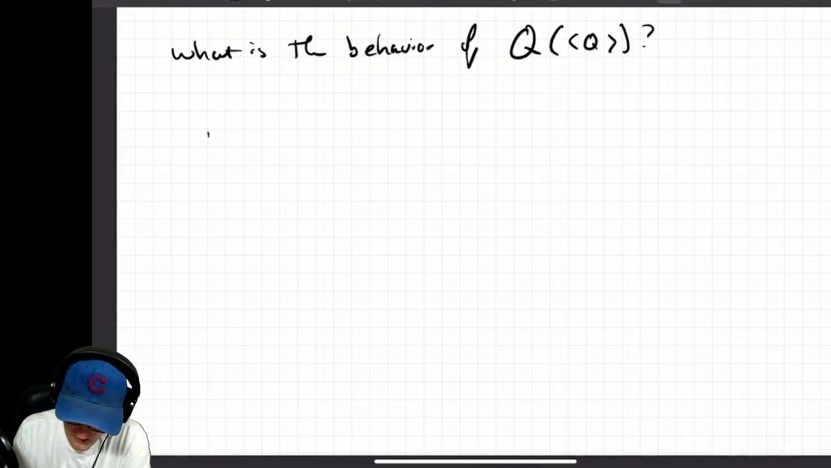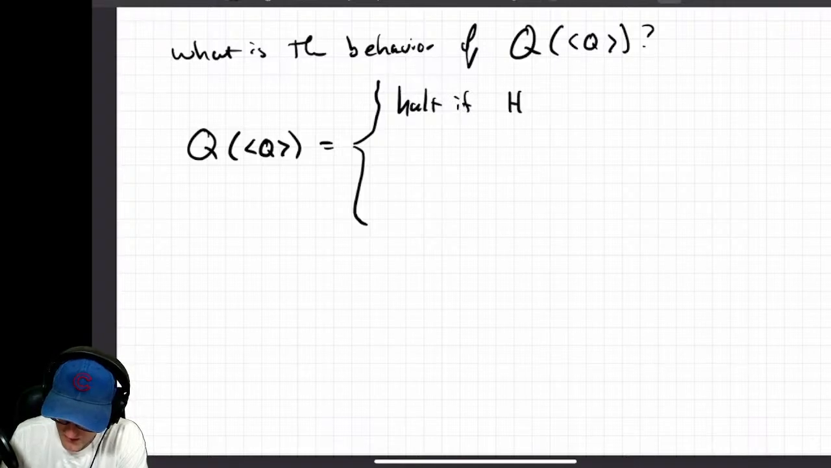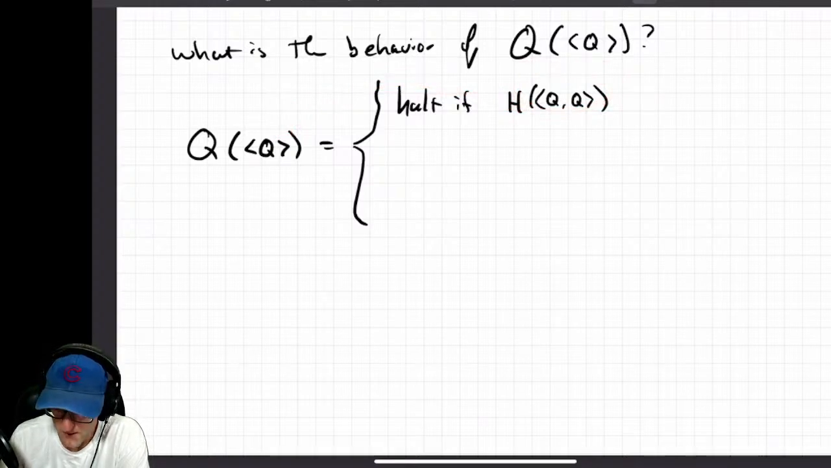So Q run on itself, we'll consider this. It's going to halt if H on Q run on itself says so. Again, I'm basically self-referencing here, and that's how we're getting the proof. It's what sometimes is called a strange loop. You're looping in on itself. It's self-reference. I'm running this machine on itself, and then I'm asking the halting problem: if I were to run myself on myself, what would happen, right?